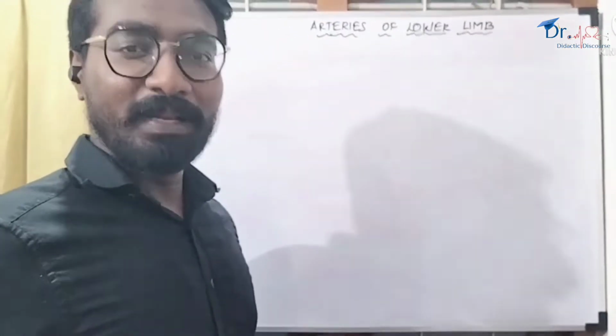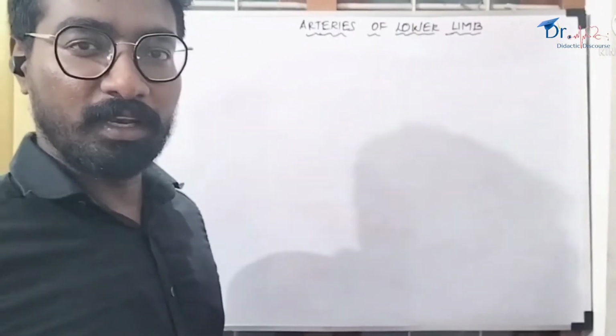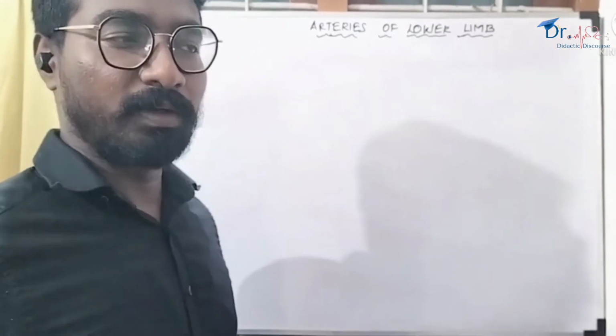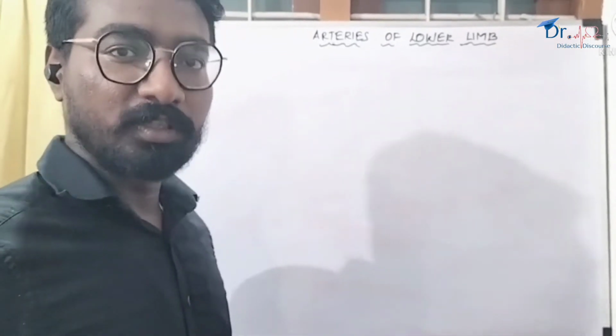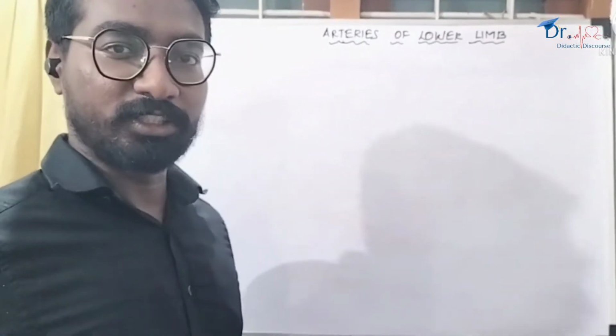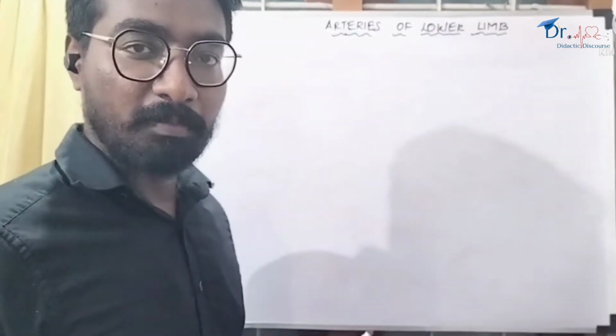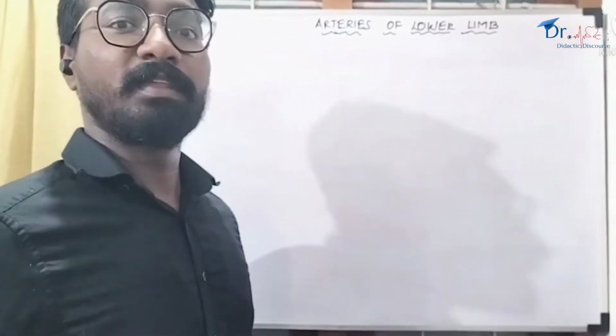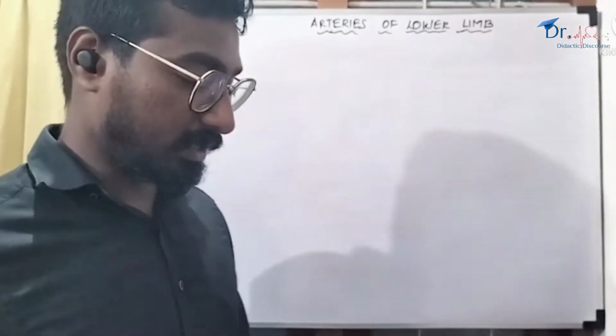Good day guys. We have been learning about the arteries of the lower limb, basically the blood supply of the lower limb. So in the earlier video, we learned about the femoral artery and its tributaries. Now we'll be discussing the next main artery of the lower limb, which is the popliteal artery and its branches.